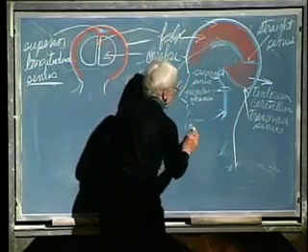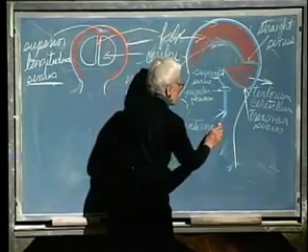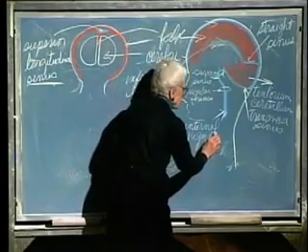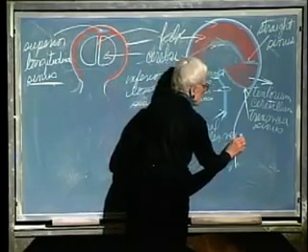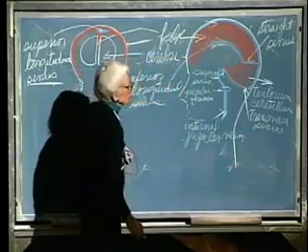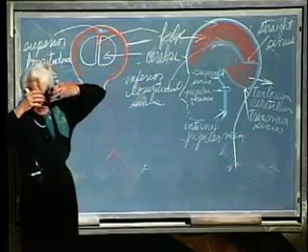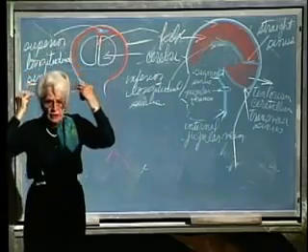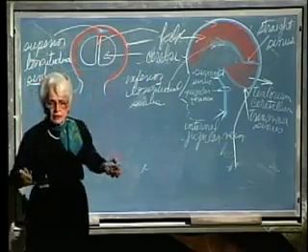Internal jugular vein. So you can see how all this blood, you can picture it in your own head. So it's coming around sideways and then down and coming out.